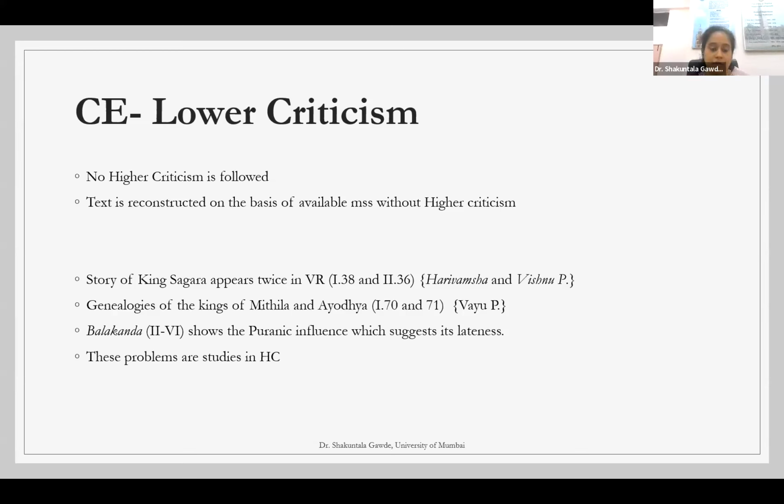Okay, so when you have the edition available and then you are applying various theories and tools of research, then it is possible. Like for example, the story of King Sagara appears twice in Valmiki Ramayana. So why does it appear twice? Is it that one was added later or something?